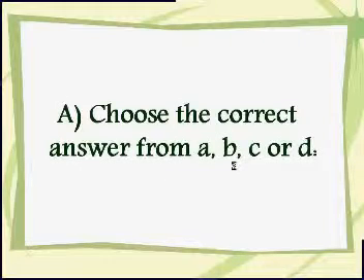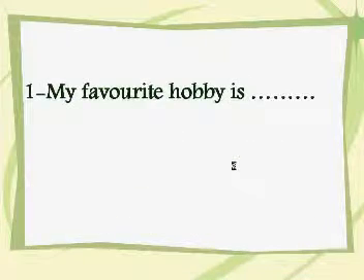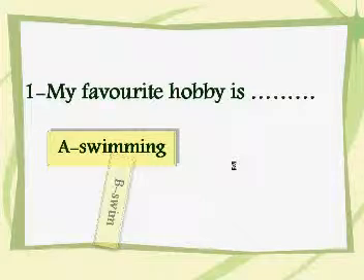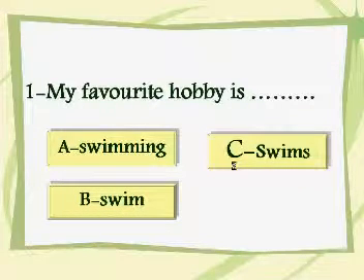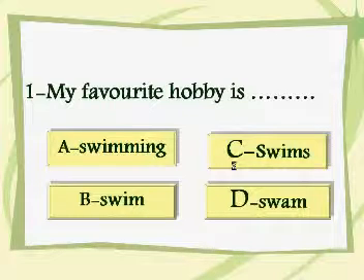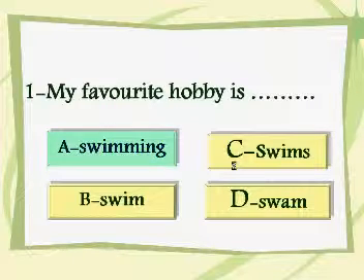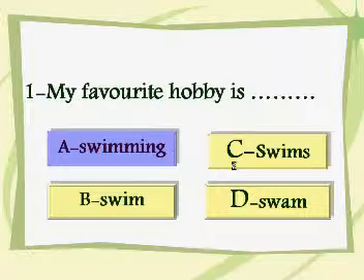And then you will have sample questions from your exam. The first type is choose the correct answer from A, B, C, or D. My favorite hobby is swimming, swim, swims, or swam. Very good. Swimming. My favorite hobby is swimming. You're using it as a noun here. And notice how the M is doubled here.